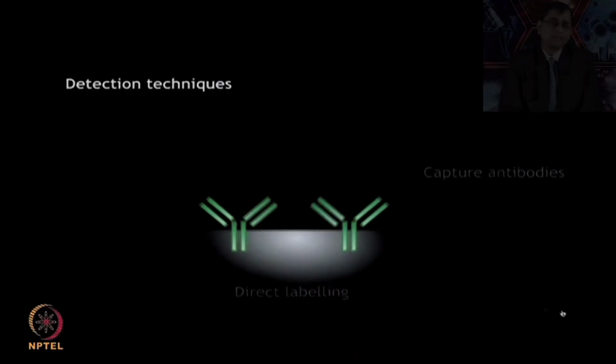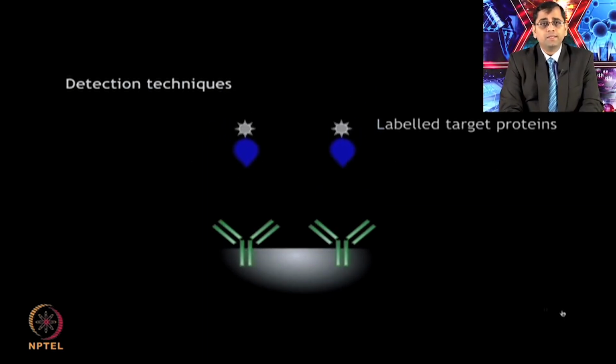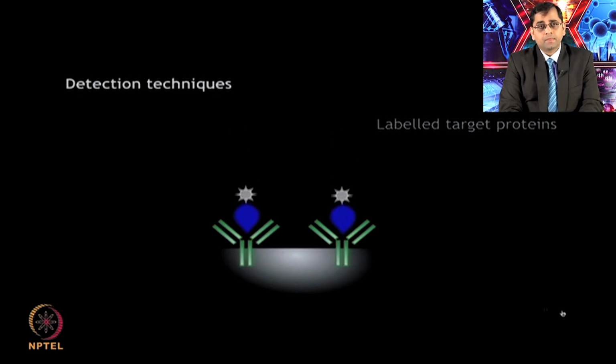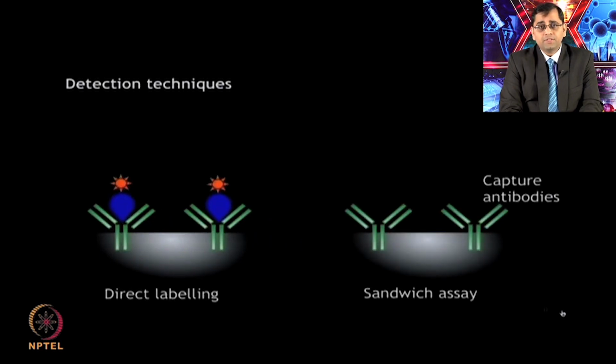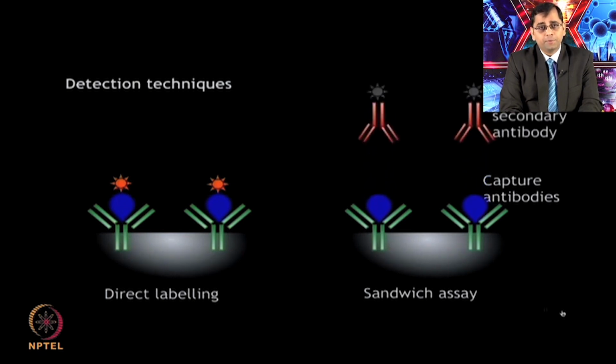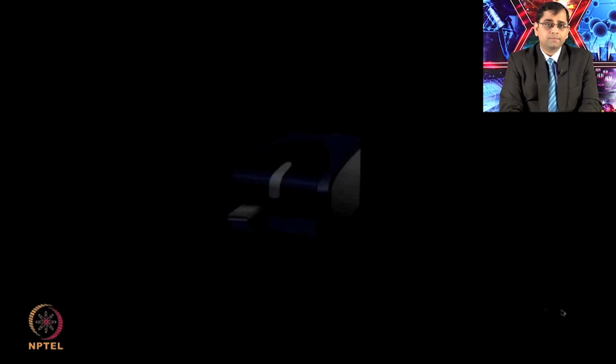Protein detection and analysis. In the direct labeling detection techniques, all the target proteins are labeled with a fluorescent or radioactive tag that facilitates easy detection upon binding to the immobilized capture antibody on the array surface. In the sandwich assay, however, a fluorescent tagged secondary antibody that recognizes a different epitope on the target antigen binds to it and is detected by means of fluorescence.